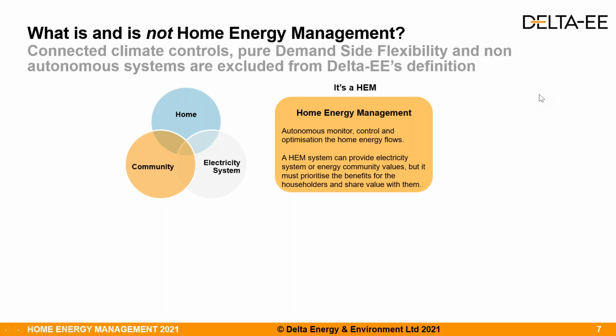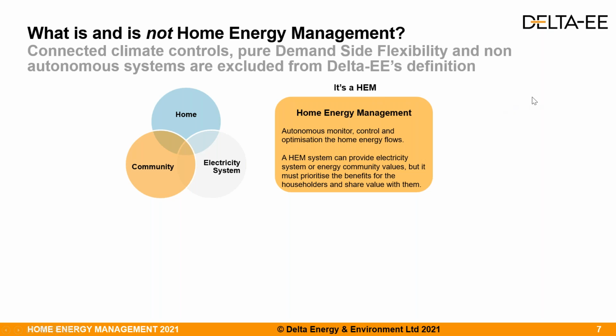So moving on to the next slide, here comes our definition. What we call HEM is actually a system that autonomously monitors, controls, and optimizes the energy flows within the home. Its main purpose is to minimize customers' energy costs while meeting their preferences, like for comfort, their habit of using their EVs, their carbon emissions, etc.